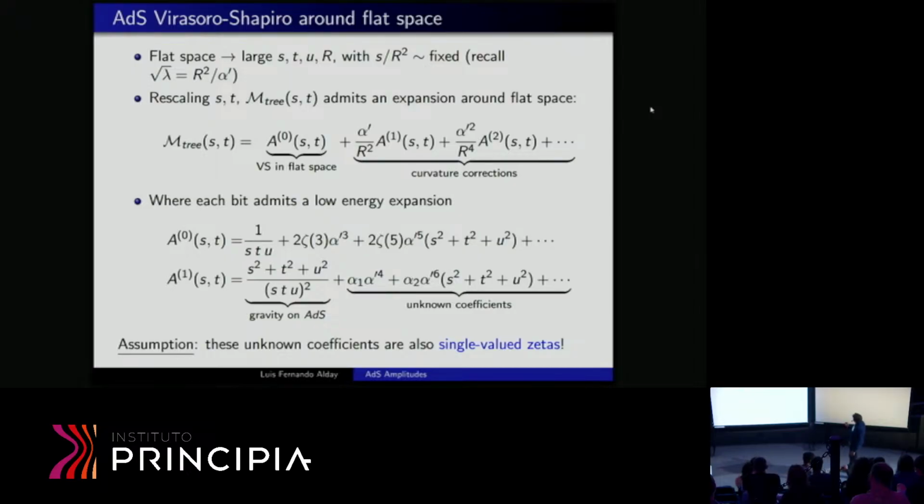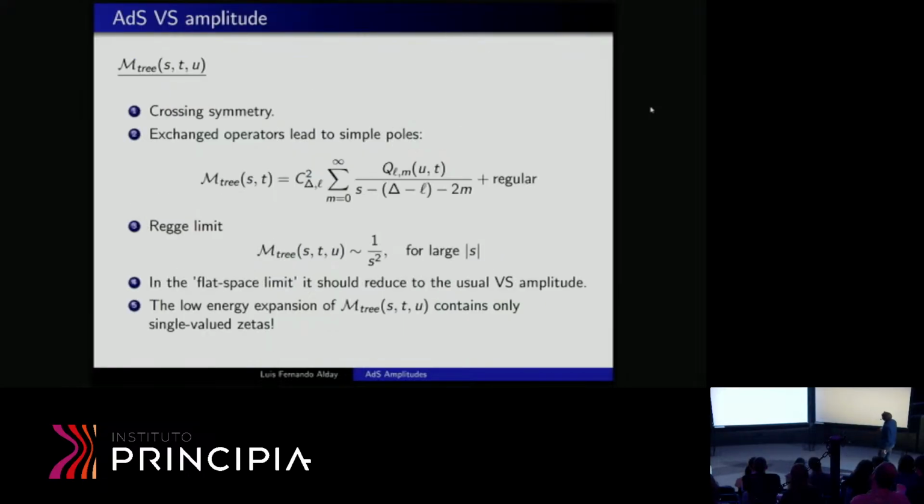Beautiful. Very nice. So it turns out that this assumption is actually very powerful. So now to the list of constraints we had before, 1, 2, 3, 4, we add this number 5, that is that the low energy expansion of M3 contains only single-valued zetas, okay? So all these are rigorously proven. This one is not, but it's what we are adding in order to make progress, okay?